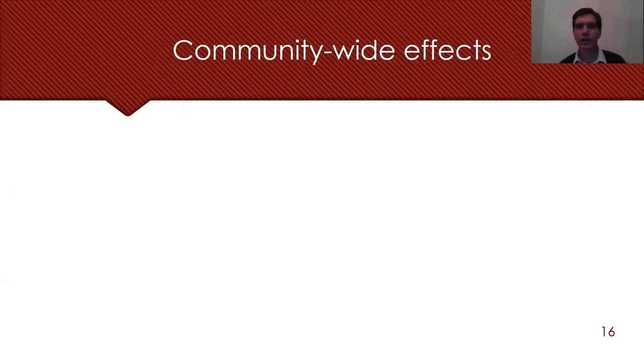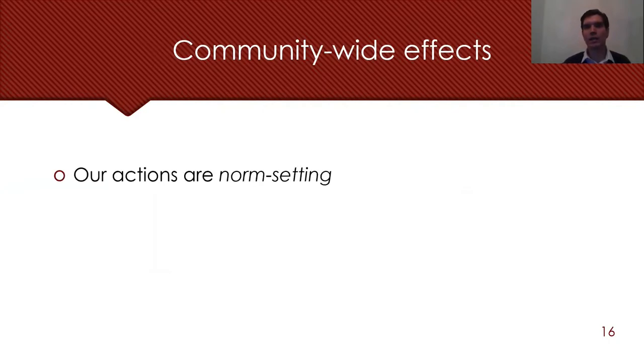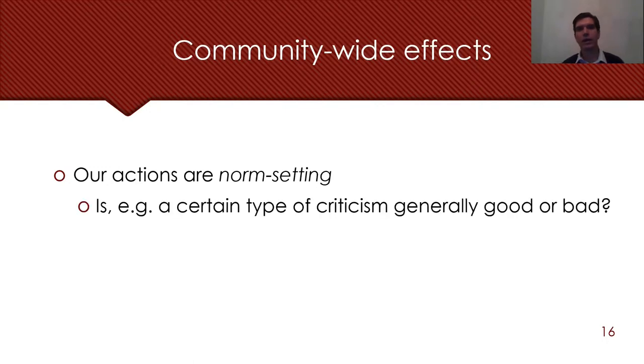And also regarding this category, there are community-wide effects to take into account, because our actions are norm-setting. So if you're considering whether to criticize someone harshly, then you shouldn't just think, what are the costs and benefits of doing that in this particular situation? You should also think about whether we want people to criticize others like this in situations like this in general. That is because people will look at your behavior when they're considering how to behave themselves. So your actions will have that kind of indirect effect on other people's behavior. And that's something that you need to take into account.